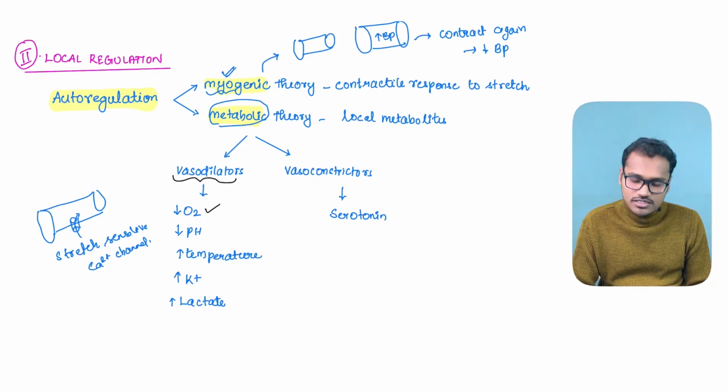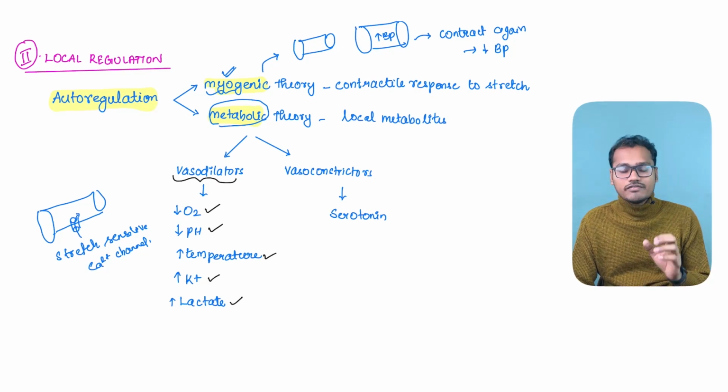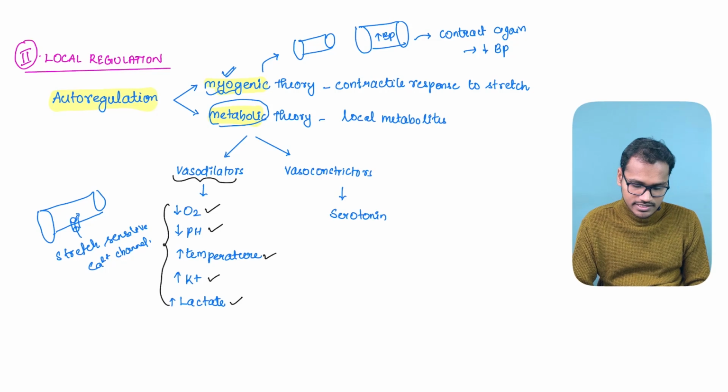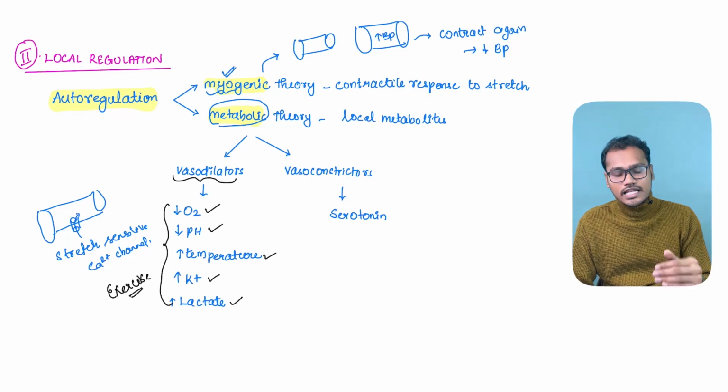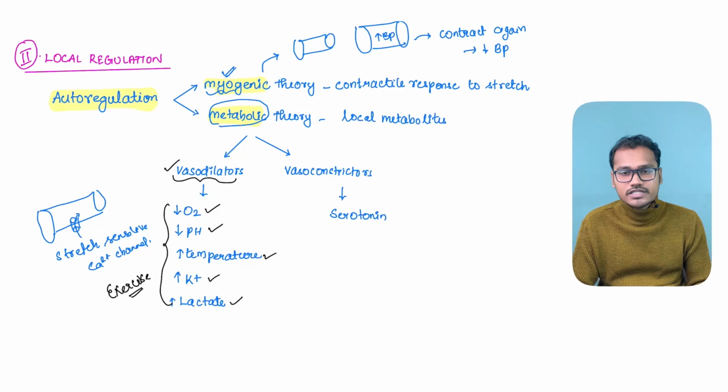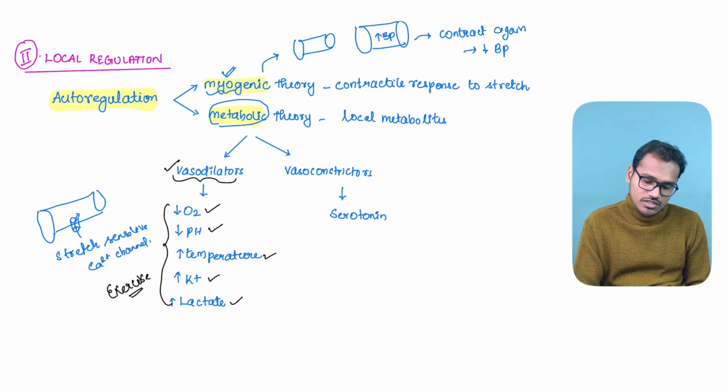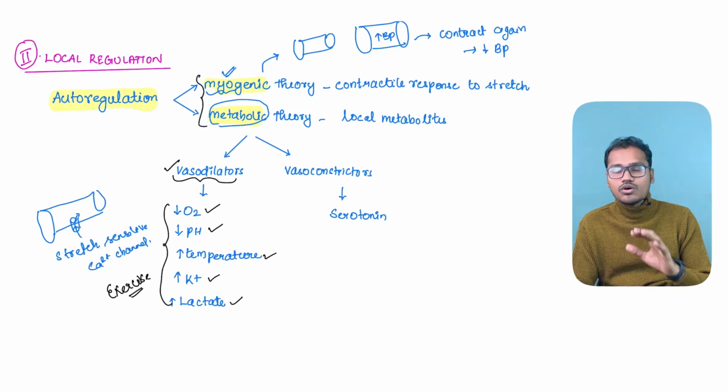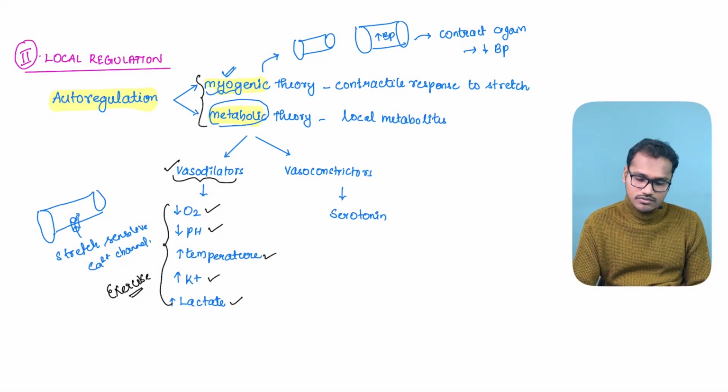Whenever there is a decrease in oxygen, decrease in pH, increase in temperature, increase in K plus, and increase in lactate, all of them will be happening when you are exercising. Naturally, all these metabolites are going to increase the demand and cause vasodilatation, which is going to perfuse it. So you can write this autoregulation in all the questions on special circulation. There will be regional circulation, which we will discuss in further videos. There you can write both these mechanisms because this happens in almost all the organs which undergo local control.